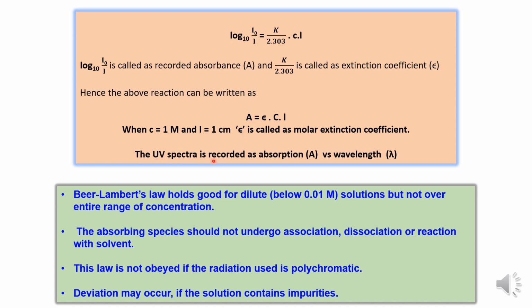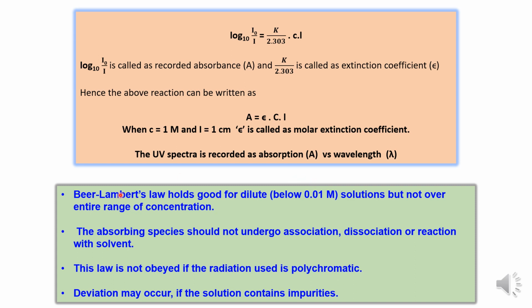Now the UV spectra is recorded as a graph, and that graph is of absorption versus wavelength. So wavelength and absorption can be plotted on the graph. Wavelength is on the x-axis and absorption will be on the y-axis, and you will get the curve according to the absorption of that light. You will get that curve, and from this you will get the spectra.